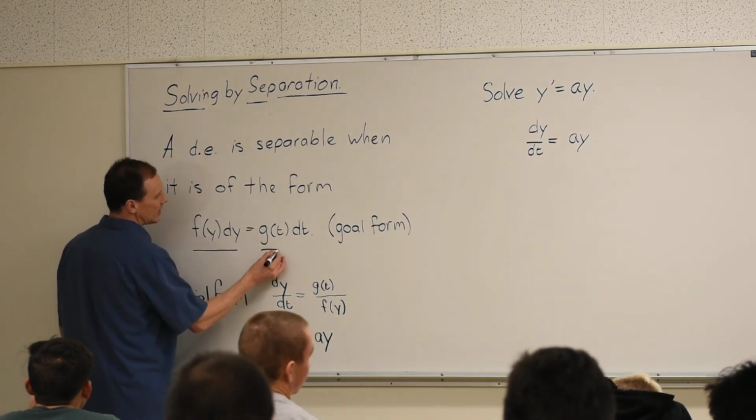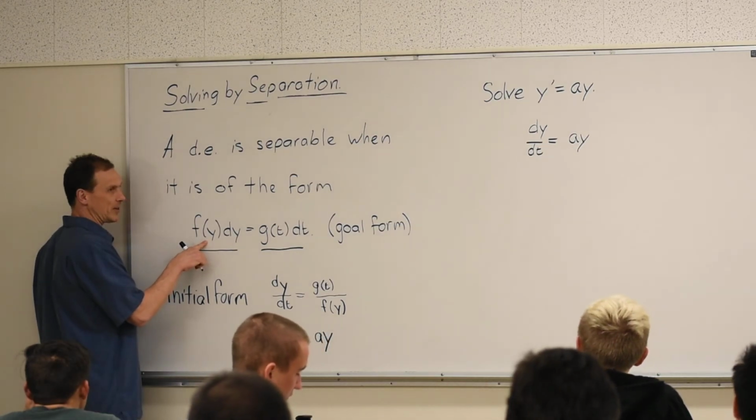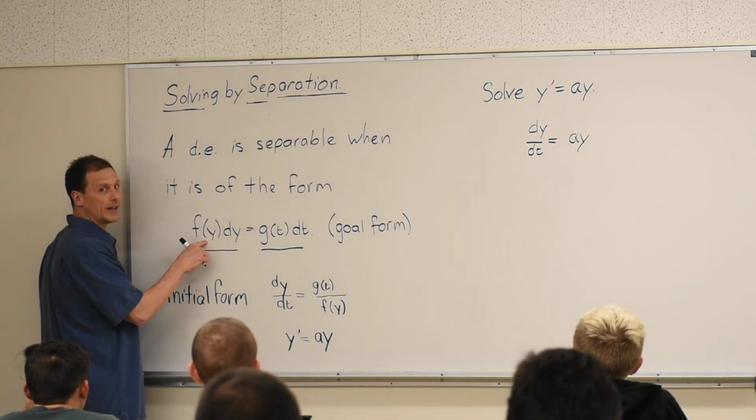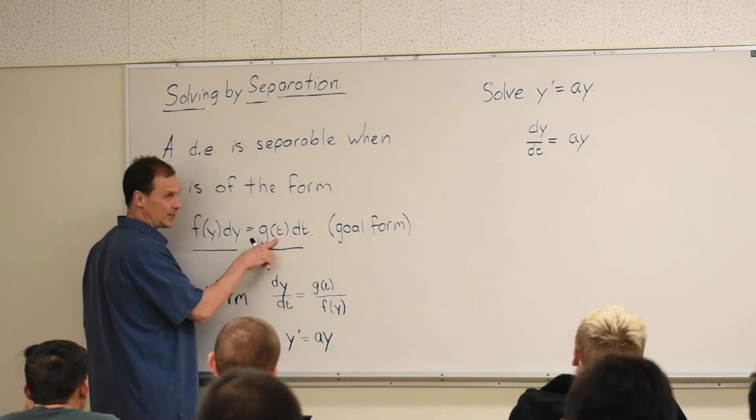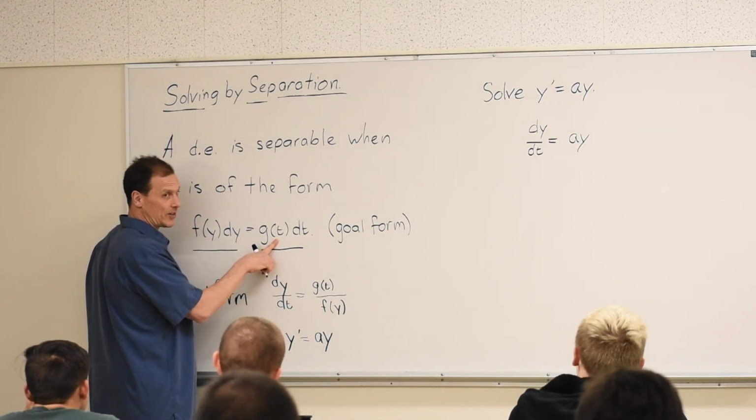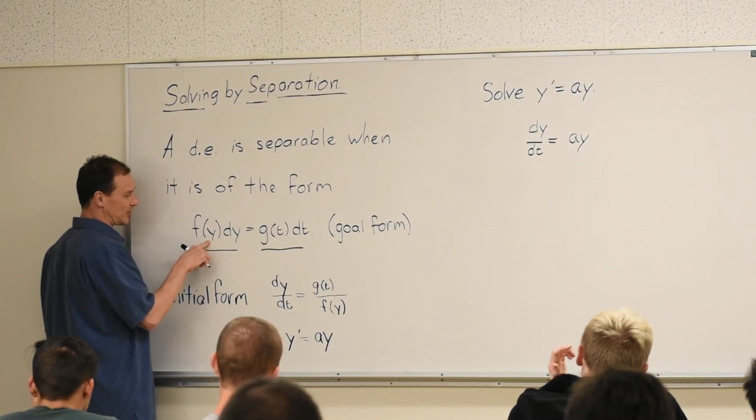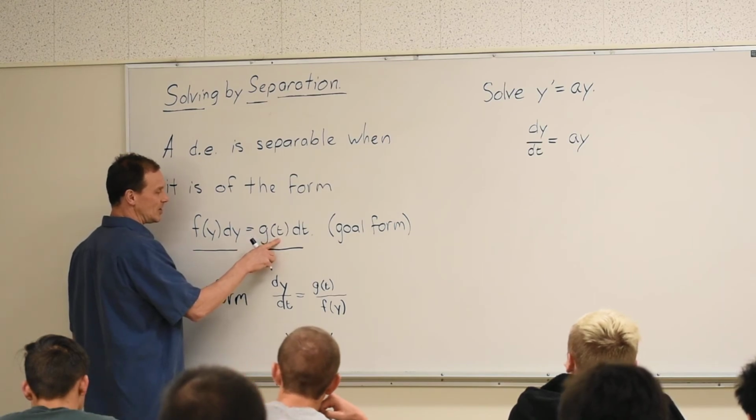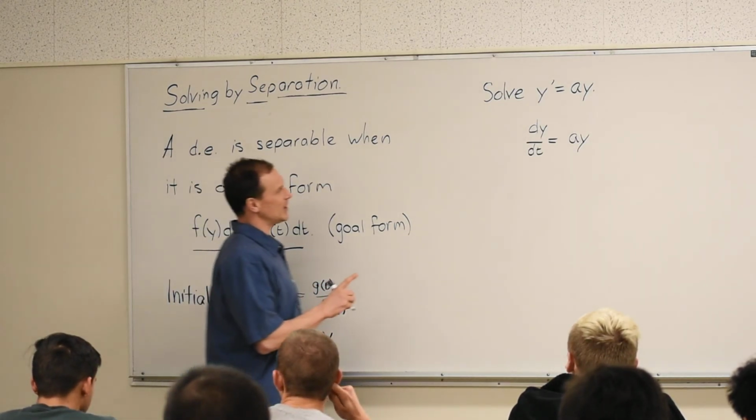All the functions of y have to be on the left and only have y in them. And all functions of t that only have t in them have to be on the other side. In the second half of class today, we're going to find out what happens if f is also a function of t and g is also a function of y. So right now, this is what we can do.